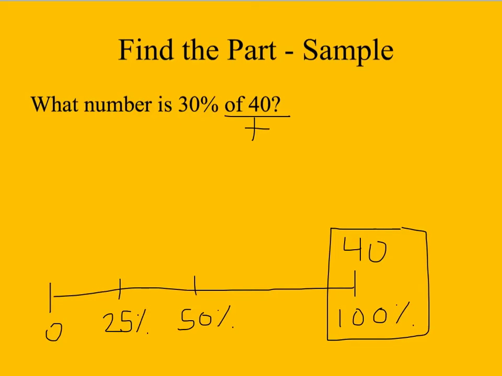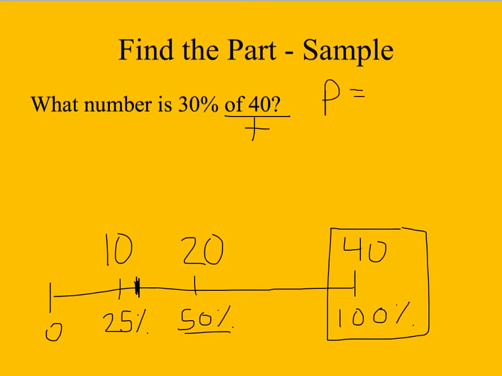Half of 100 is 50. Half of 40 is 20. Half of 50 is 25, and then half of 20 is 10. So 30% is around here somewhere. So I expect my number to be just a little bit more than 10. Let's see how the math works.